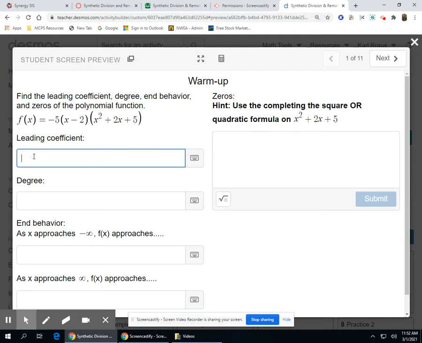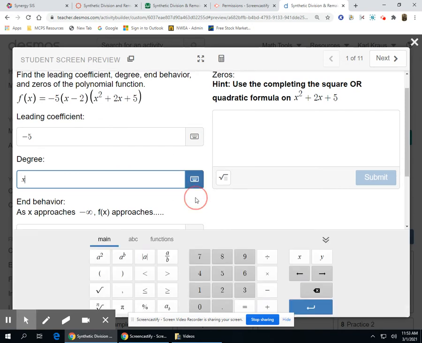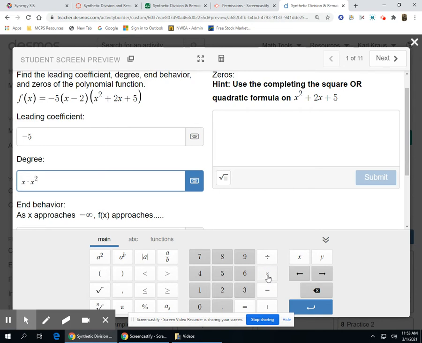The leading coefficient here is -5. The degree would be x times x squared, which equals x cubed. Therefore, the degree is 3.